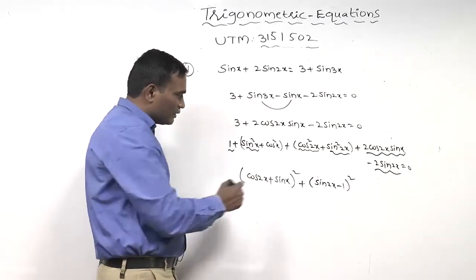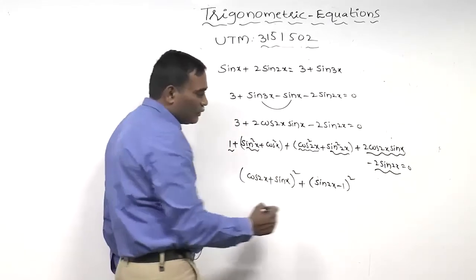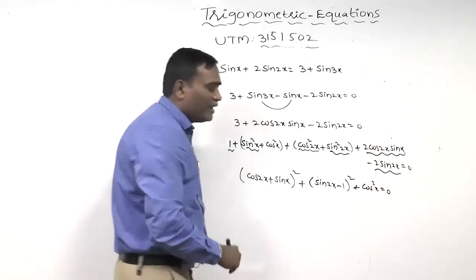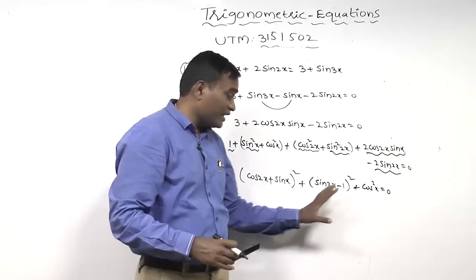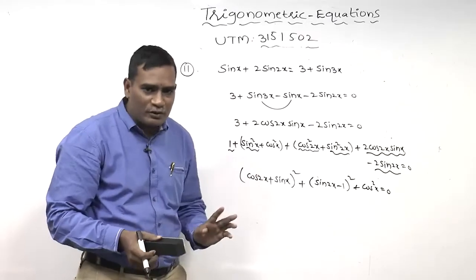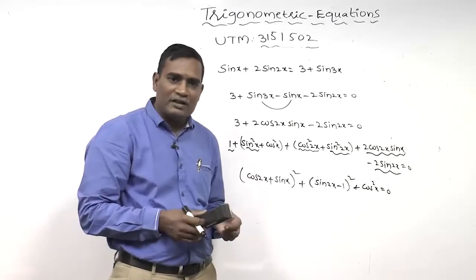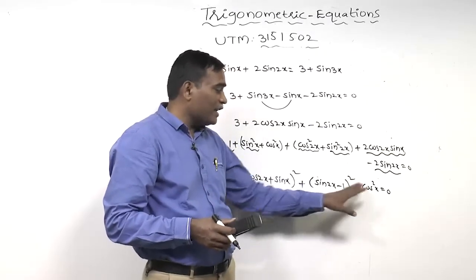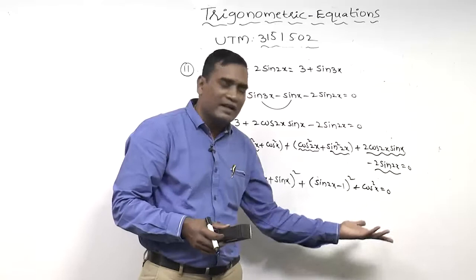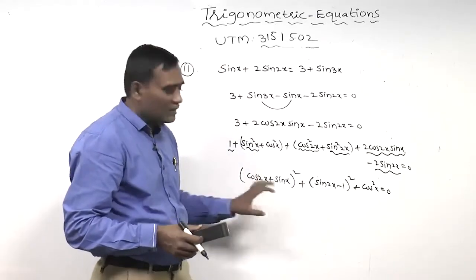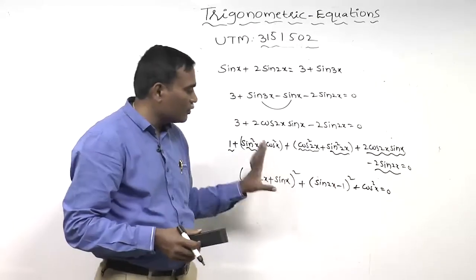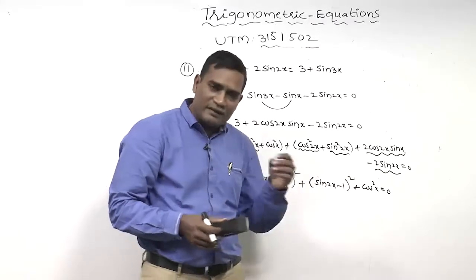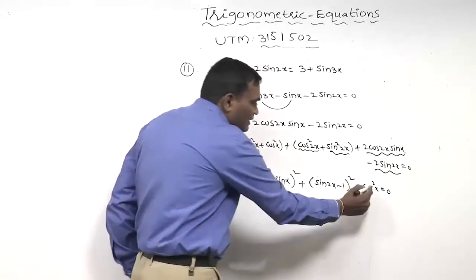What term left? Only cos square x is left now, plus cos square x is equal to 0. Here, when sum is 0, here 3 terms are there. If one is positive and another one is negative, then sum can be equal to 0. But here all are squares. All are squares means, if each one is equal to 0, then only sum is equal to 0, because these are all squares, means always positive. So cos x is equal to 0.